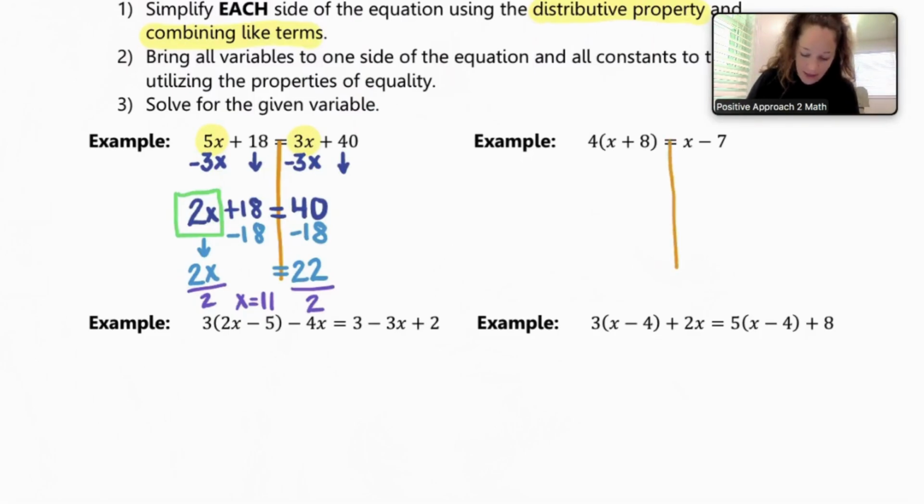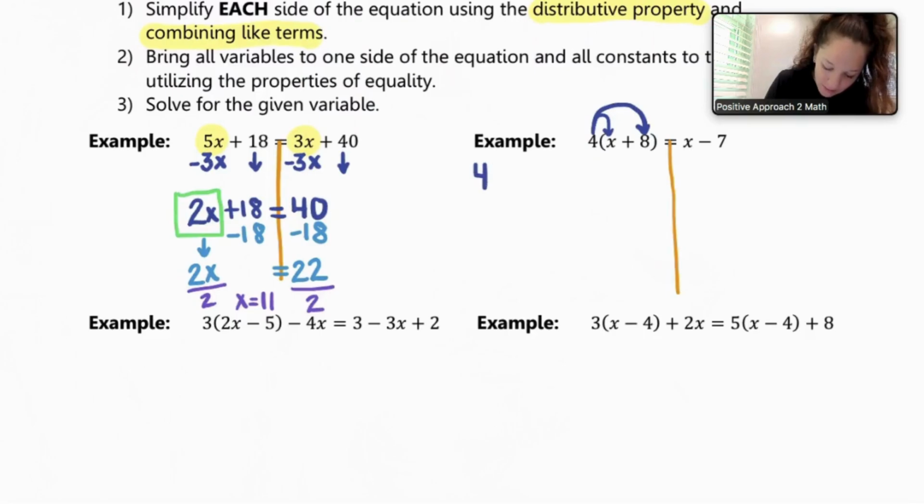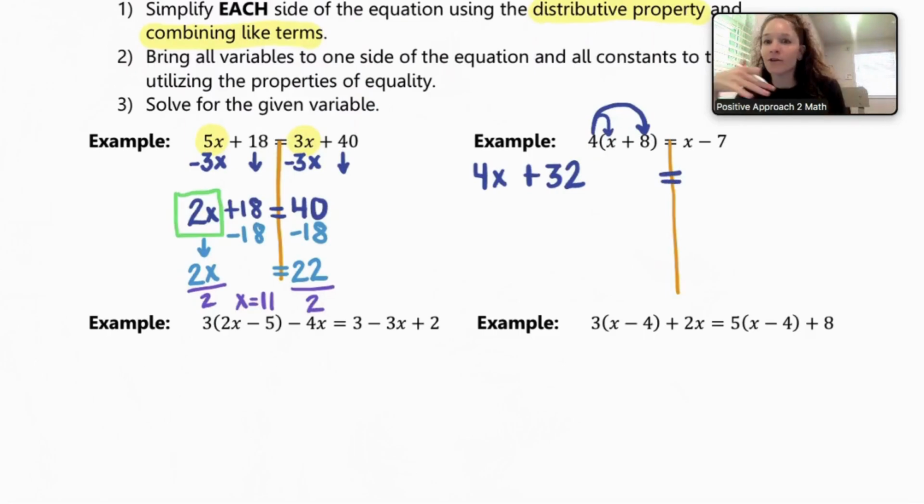Okay, second example, looking here, I see parentheses on the left, so I'm going to take care of those. I'm going to distribute. So remember, there's like a 1 in front of that x, so we're doing 4 times 1, which will give us 4x. And then 4 times 8, which will give us a positive 32. On that right-hand side, there is no distribution, no parentheses, so I'm just going to bring it down. In fact, on that right-hand side, there's no like terms that I can even combine, so the x is going to come down and the minus 7 will come down as well.